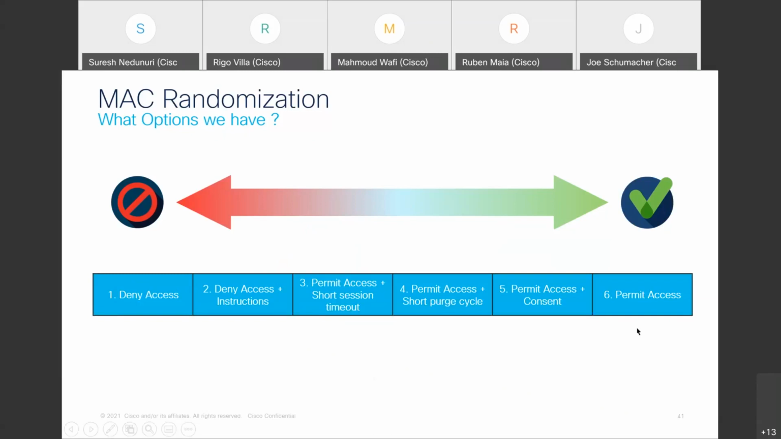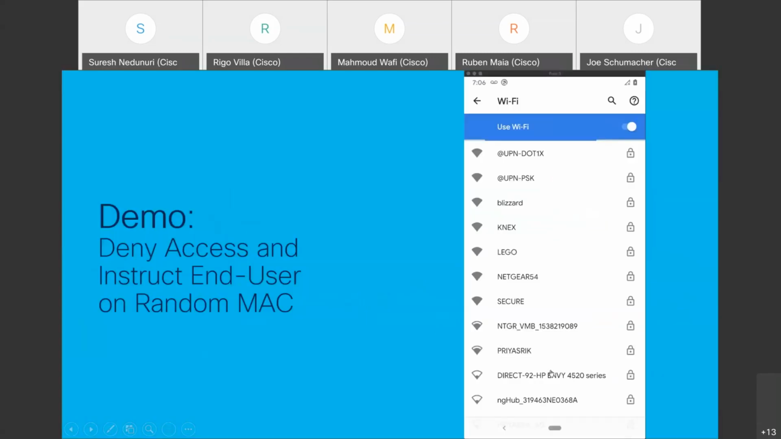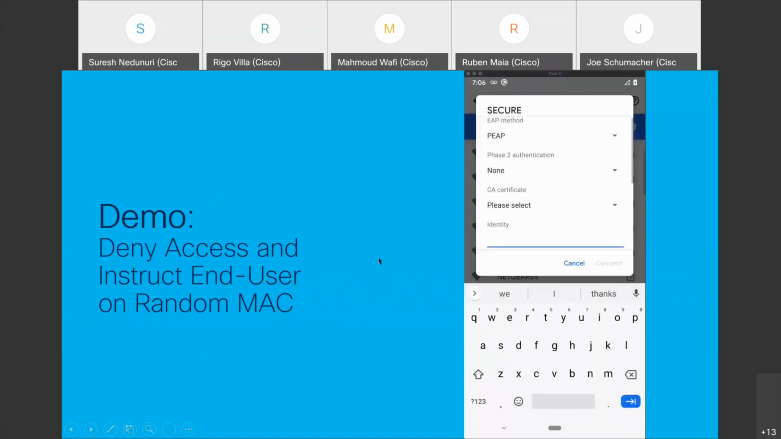So if you are good with that, you can start providing any one of these options: either simply deny the access, provide instructions, set a short session timeout, or simply permit the access if you saw this is a randomization of the MAC address. But in general, what are we going to do here? Let's see the demo. What ISE can do is one of the options available.